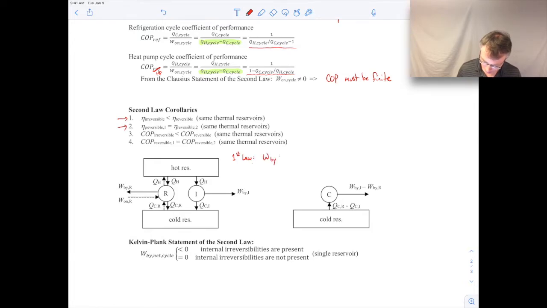the W_by will be equal to, what was it, QH minus QC. And so QC in general would be QH minus W_by. So you can see that QC,I, just in general, could be different from QC,R, even though they have the same QH. They're just different systems here. The I and R are just different systems, so these two could be different from one another.